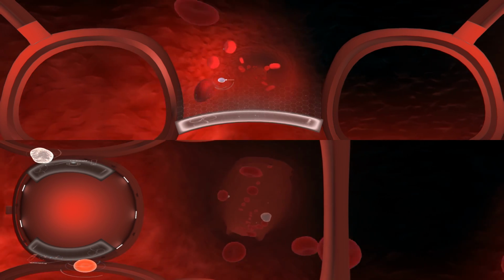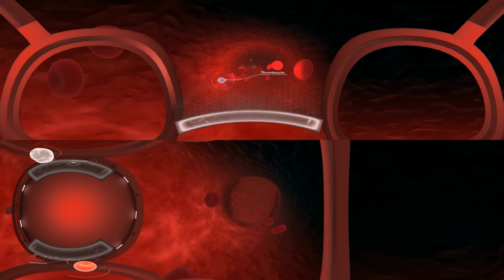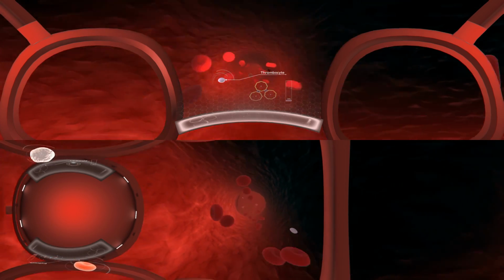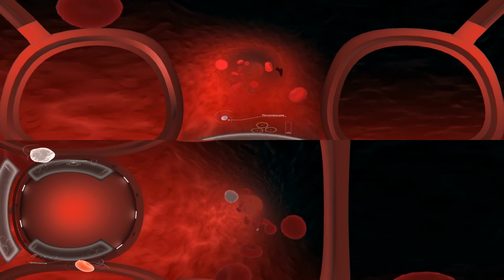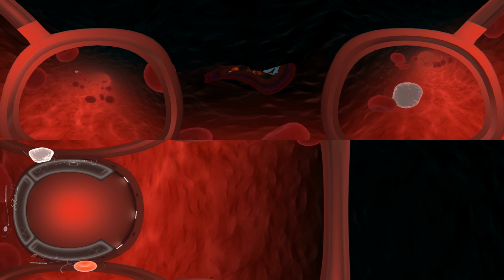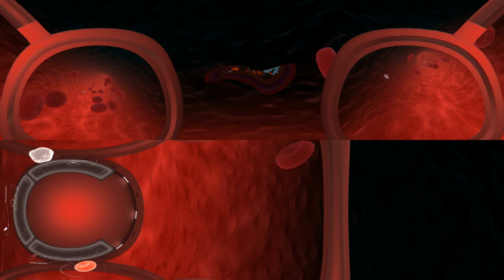Lastly, let's examine platelets, or thrombocytes, whose main function is to stop bleeding at the site of a damaged blood vessel. On our right, you can see a tear in the blood vessel. Let's investigate. Prepare yourself for miniaturization.